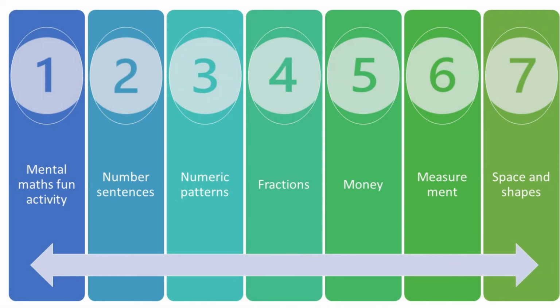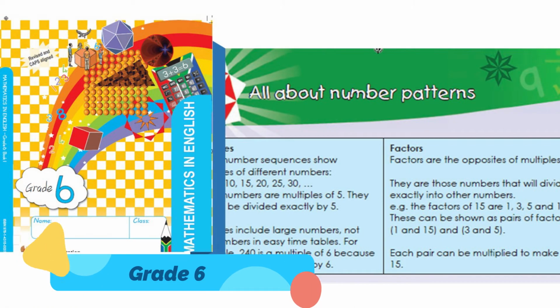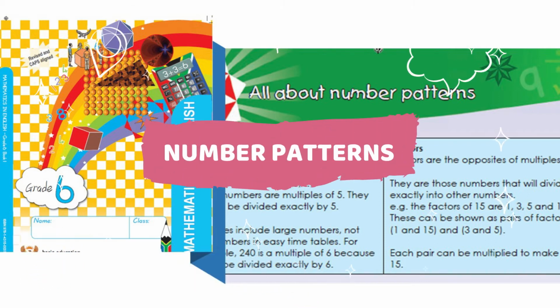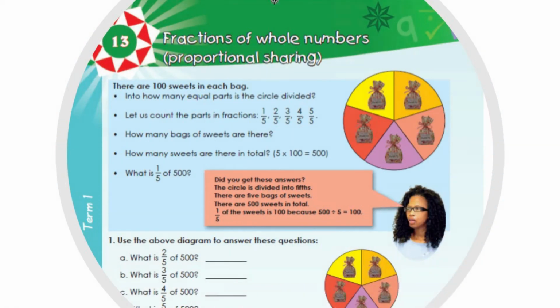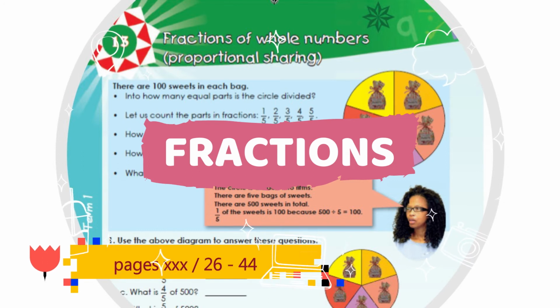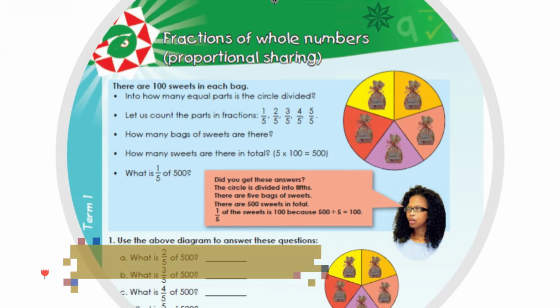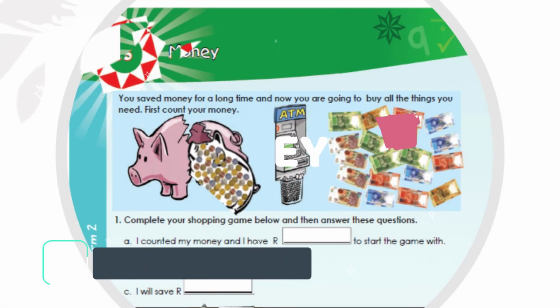Let us look at Booklet 6 for the Grade 6s. The Grade 6 book contains the same topics as the Grade 5 book, but with exercises that are relevant for the Grade 6s. The Term 1 and 2 Rainbow Workbook for Grade 6 contains exercises on number patterns on pages 72 to 74. A variety of fractions exercises are found in the book on revision page 30 and from pages 26 through 44. Money exercises are found on page 146.